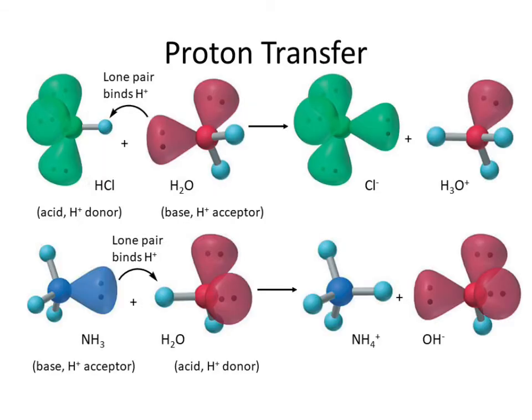So here's a couple of examples. So here is hydrochloric acid. Okay, the lone pair on this water is going to yank that proton off of the hydrochloric acid, and we're going to end up with chloride ion and the hydronium ion. Here's ammonia. It's going to yank a proton off of the water. So the water is going to be the acid and the H plus donor. And I'm going to get the ammonium ion and the hydroxide ion.